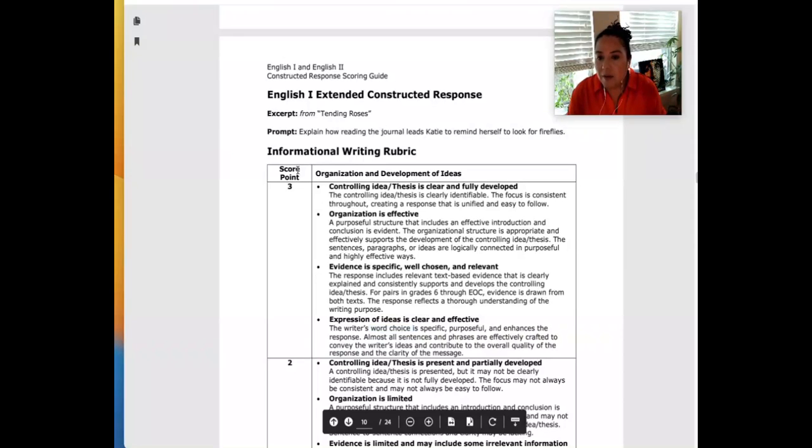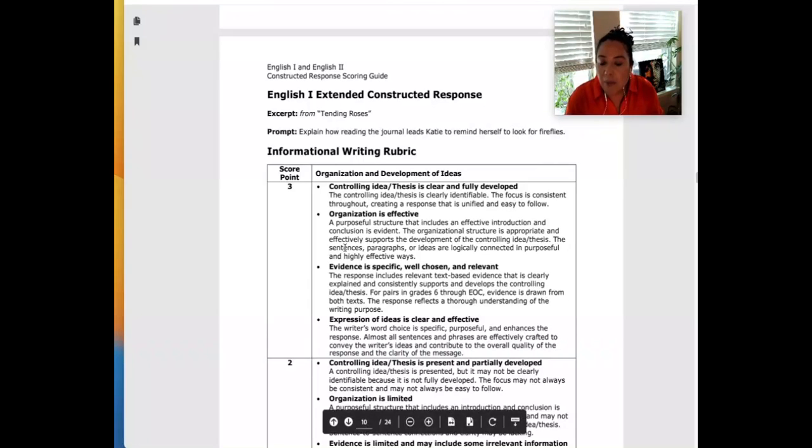So here is the rubric that TEA has released. This is based off an informational prompt. You can see the prompt reads, explain how reading the journal leads Katie to remind herself to look for fireflies. This is informational in that the students aren't having to convince anybody of anything. They're just explaining an interpretation, right?